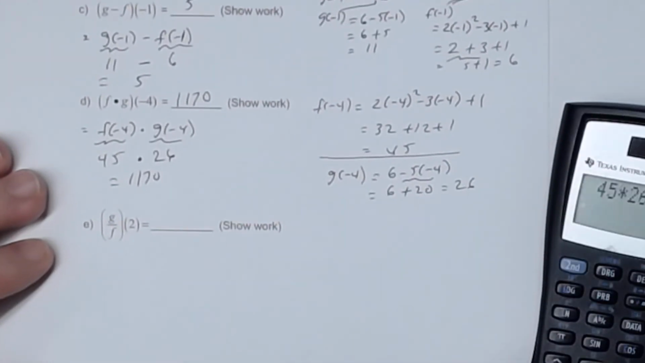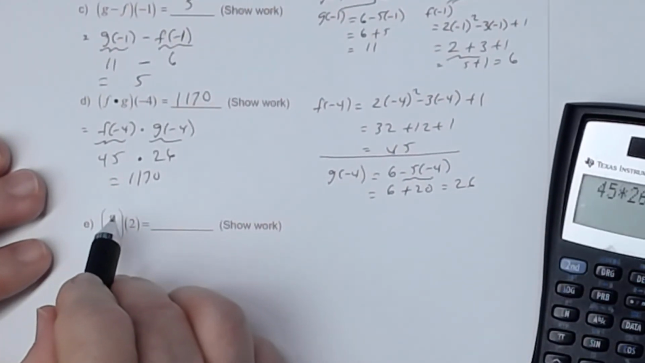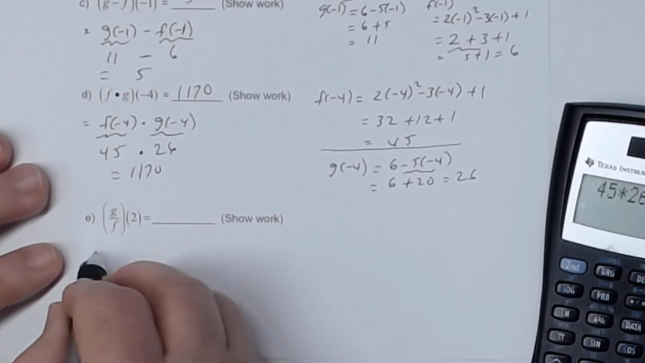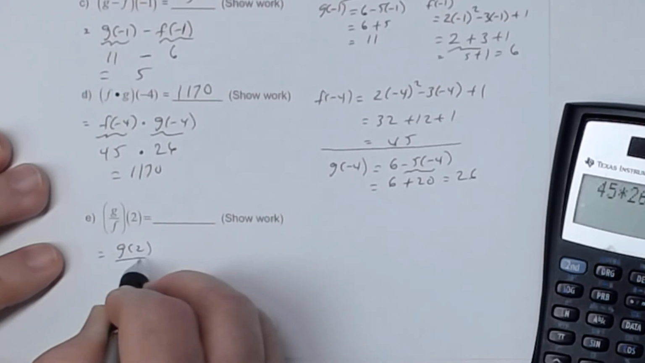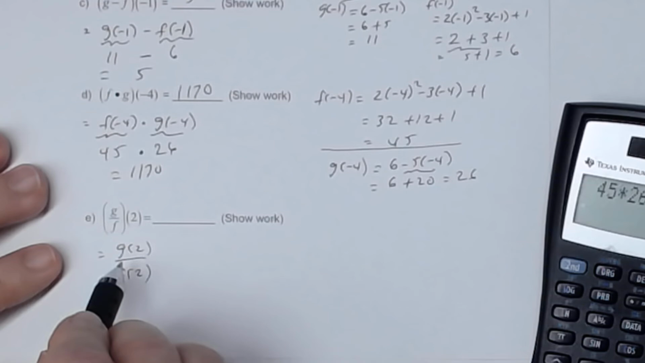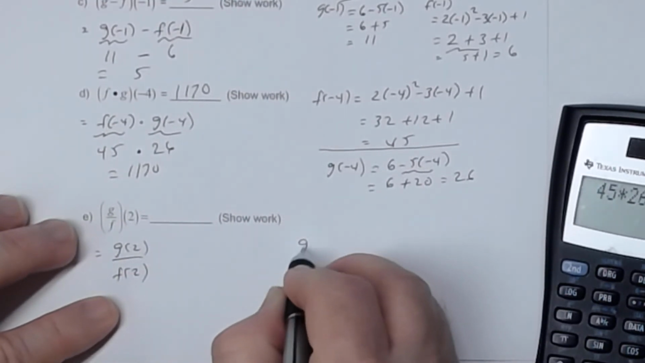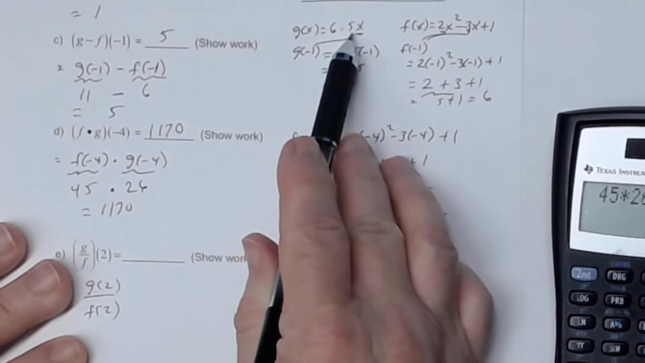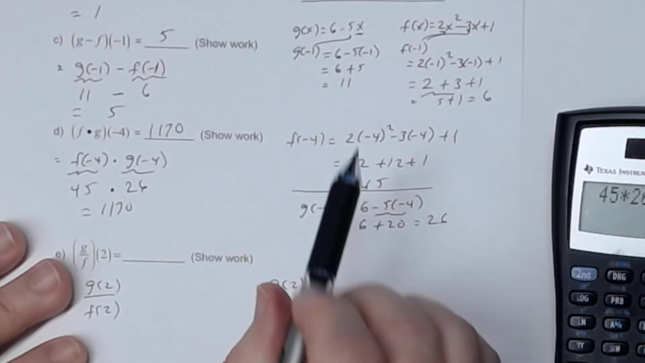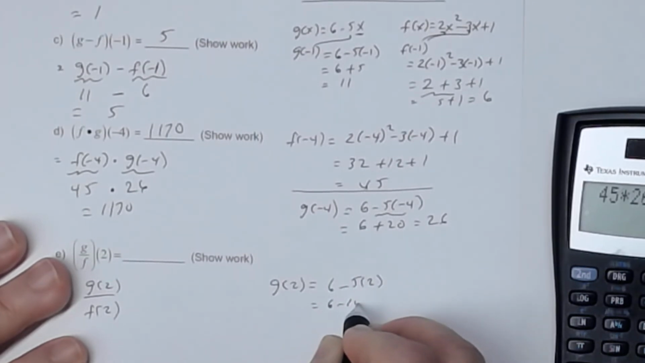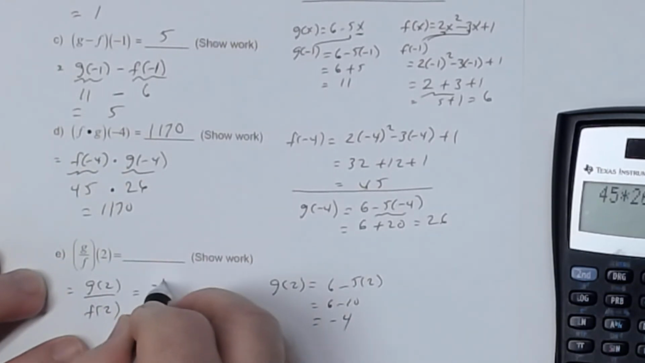All right. Now we're looking at the quotient, g divided by f. So the quotient here, quotient meaning division, so that means g of 2 divided by f of 2. So g is in the numerator, f is in the denominator. So now we're going to find g of 2. So to find g of 2, I'm going to use my function g. And where we see the variable x, I'm going to substitute 2. So this becomes 6 minus 5 times 2. So that's 6 minus 10, which is a negative 4. Okay, so the numerator is negative 4.